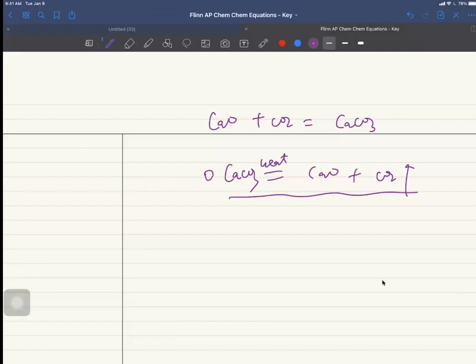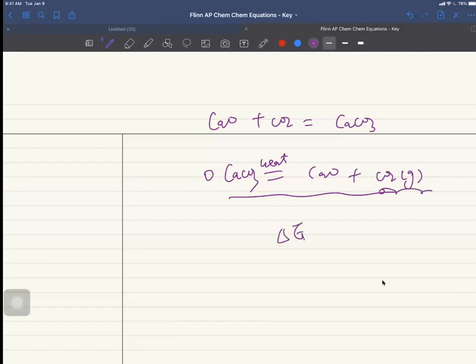High temperature. Why does it need high temperature? Why is the heating useful here? What is the driving force of the reaction? Because the change of entropy increases. There is a gas produced, right?